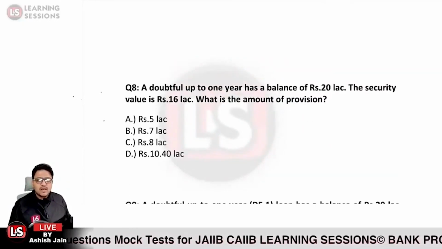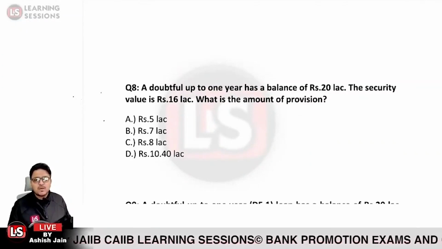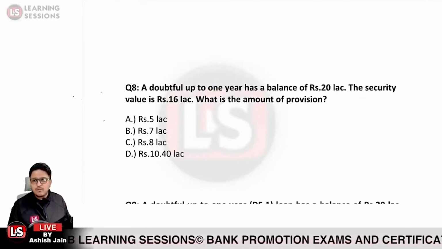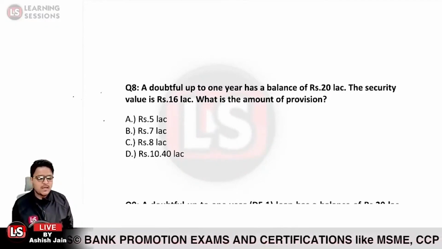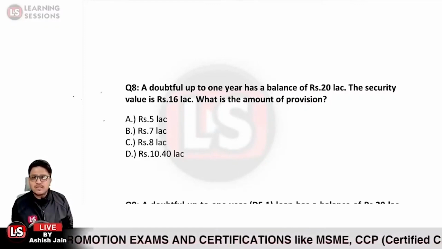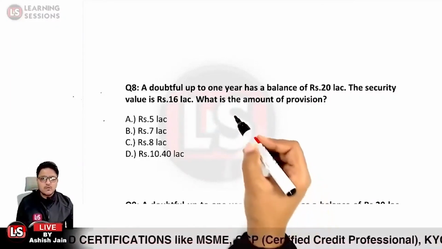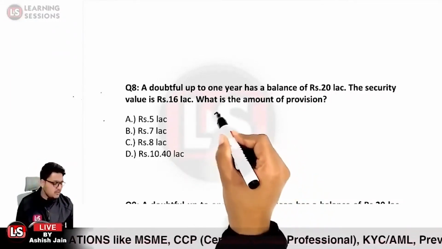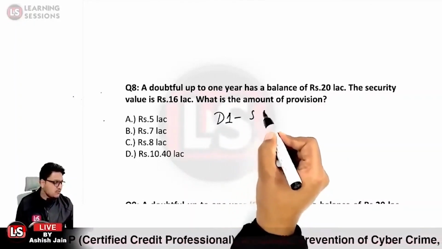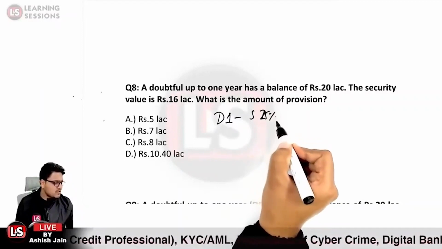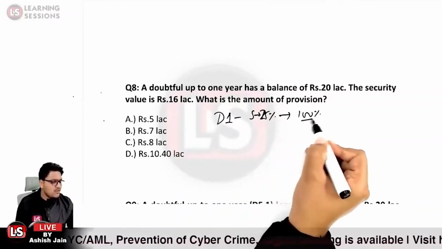Next question says a doubtful up to 1 year account has a balance of 20 lakh rupees. The value of security is 16 lakh rupees. What is the amount of provision? Since it is doubtful up to 1 year, it belongs to the doubtful 1 category. In the doubtful 1 category, for the secured portion 25% provision is applicable, and for the unsecured portion 100% provision is applicable.